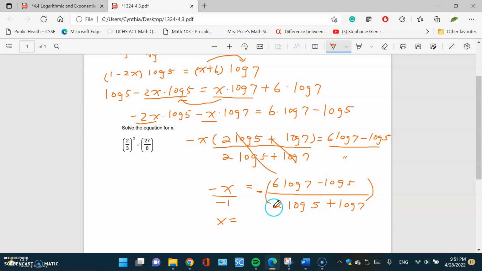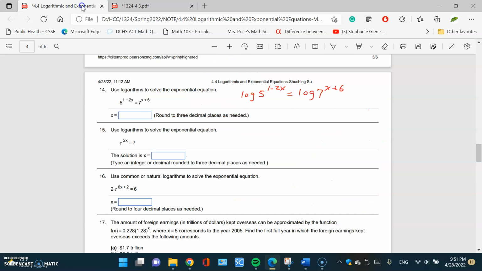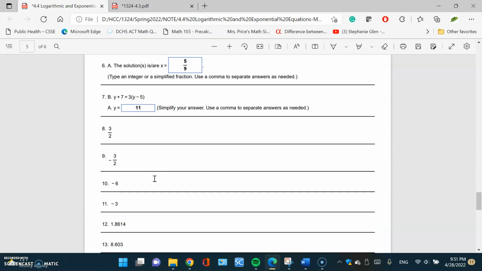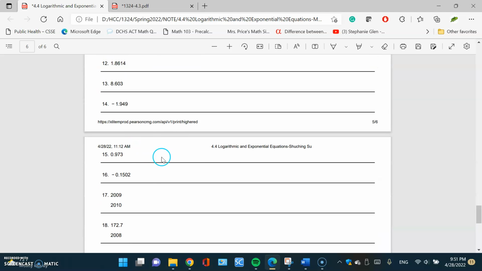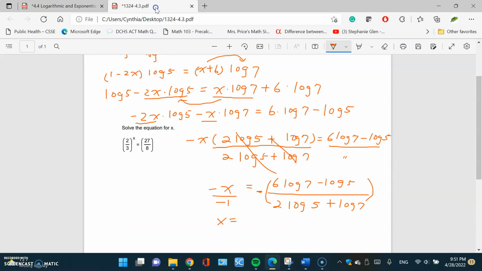When you use the calculator to input the solution, you can convert the number. Let me see what's the solution. I have the number 14. So the solution of this one is negative 1.494. So here you will have negative 1.494.